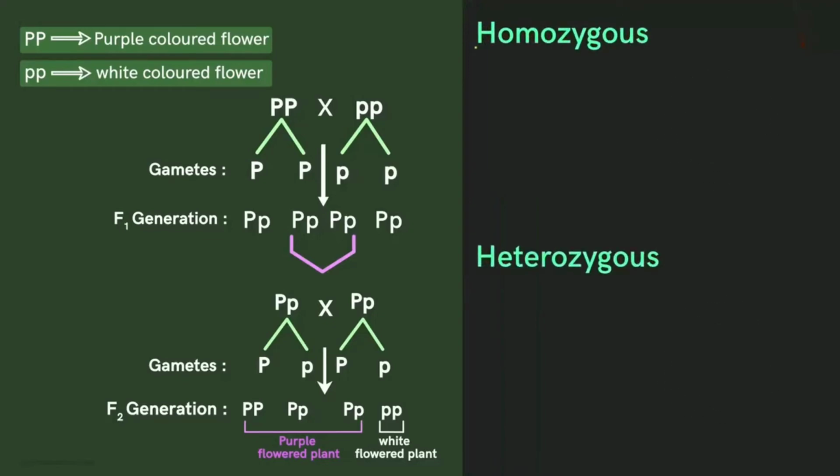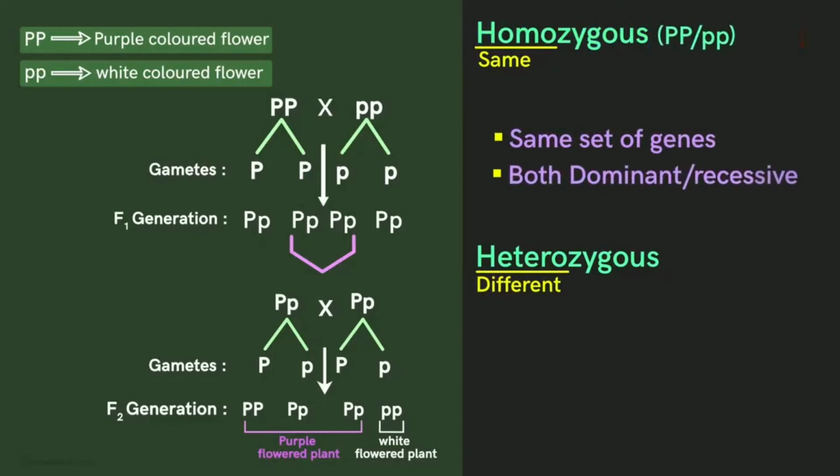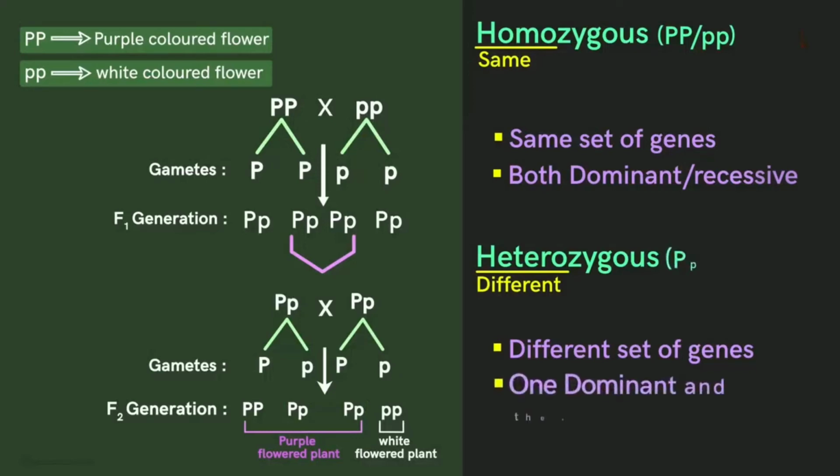We know that the term homo means same and hetero means different. So homozygous means the set of genes are same, both either dominant or both recessive. For example, PP and pp are both homozygous forms. Heterozygous is exactly opposite of this. It simply means both the forms are different. So here, Pp represents the heterozygous form, one dominant, one recessive.